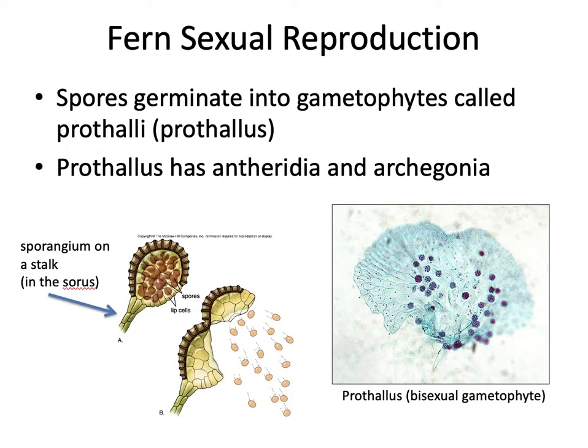Now, ferns do sexual reproduction just like the other seedless vascular plants on a little piece of tissue on the ground separate from the parent plant. And the fern gametophyte is a bisexual gametophyte called the prothallus. First off, we have a sporangium that's found in the sorus. It produces a spore. The spore falls down on the ground and grows into a gametophyte. And that gametophyte has a sperm-producing and egg-producing region.